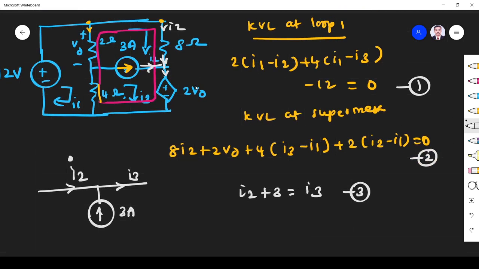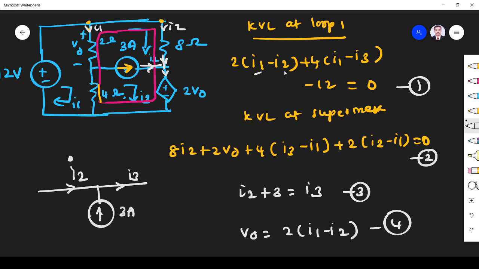So this is V0, this dependent source. We have to know what is V0. V0 is given here. It is nothing but here current coming is I1. I2 is flowing opposite side. So V0 is a drop across the 2 ohm resistor. So V0 equals 2 into I1 minus I2. Yes, so 2 into I1 minus I2. This is equation number 4.